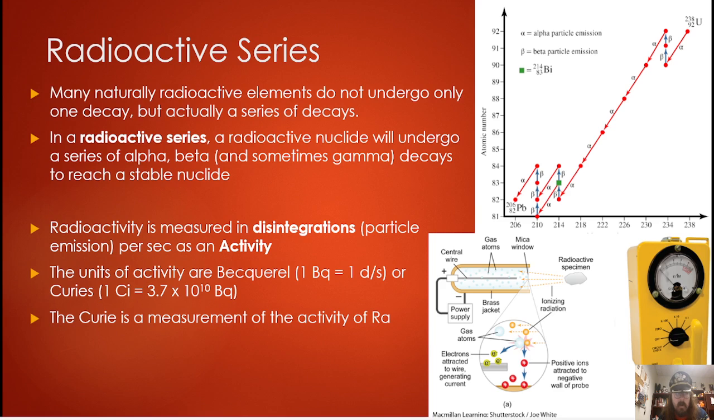With that in mind, we measure this radioactivity as disintegrations, that is, how many particles are emitted per second, and that is referred to as the activity. We can measure activity in becquerels, which is just a term for disintegrations per second, or in curies, which is based on the activity of radium, which is one of the elements that Marie Curie and her husband worked very strongly with.